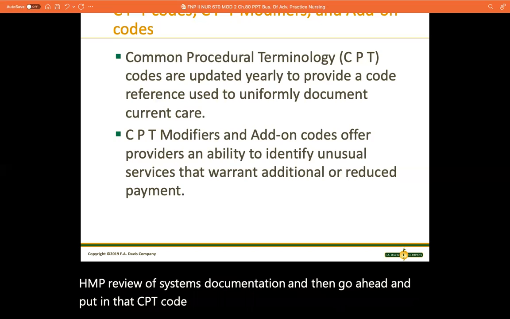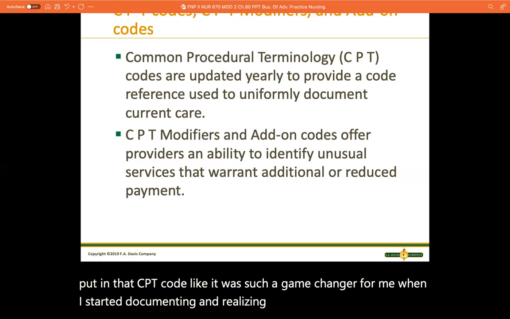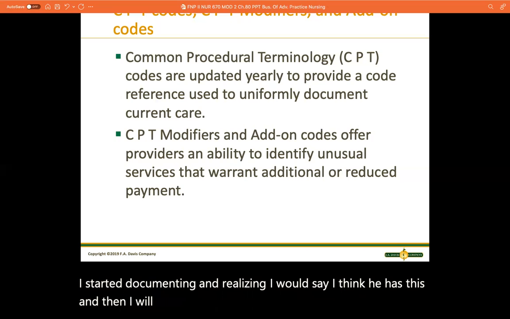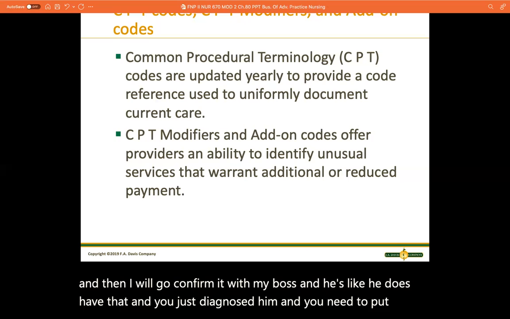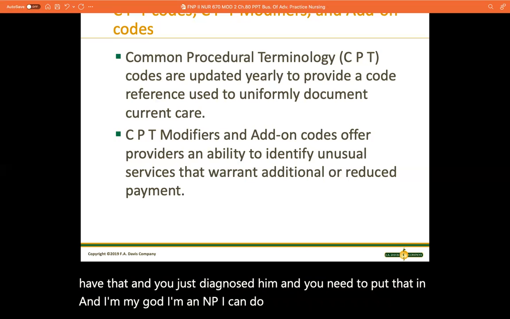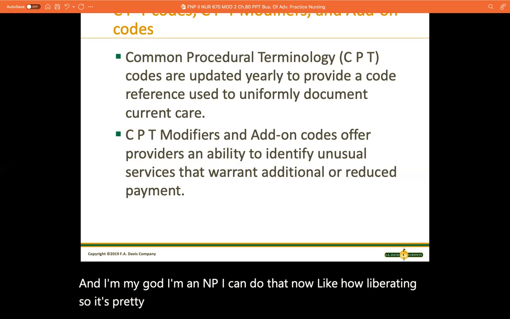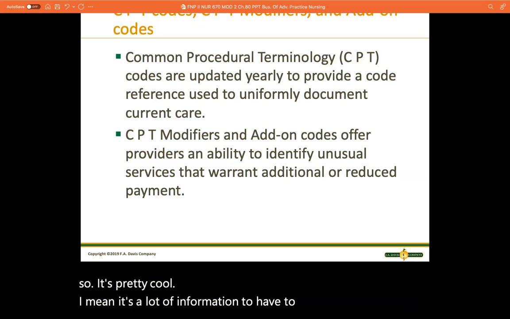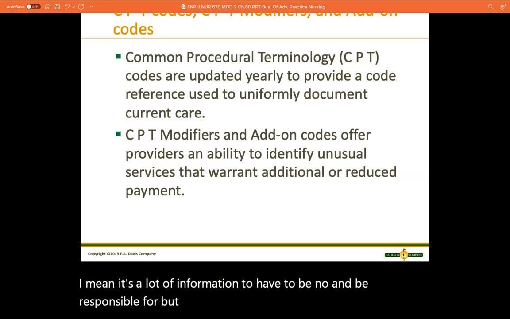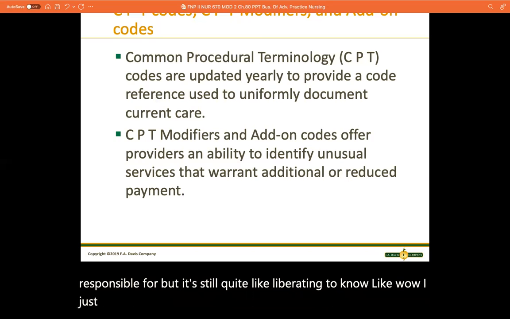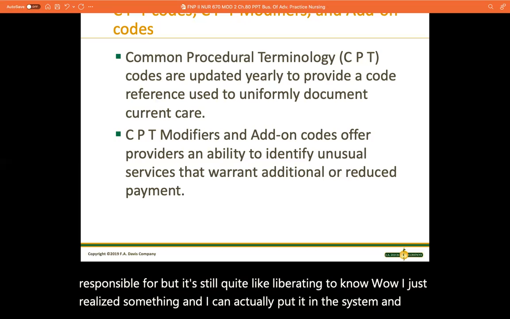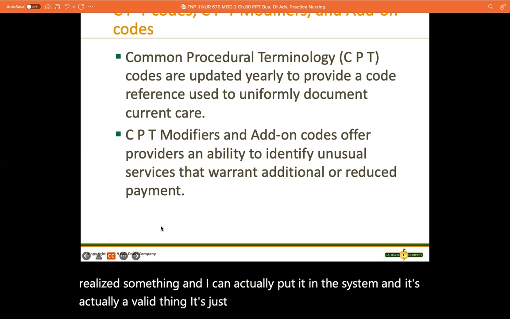It was such a game changer for me when I started documenting. I would say, I think he has this, and then I would confirm it with my boss. And he'd say, yeah, he does have that, and you just diagnosed him, you need to put that in. And I'm like, oh my God, I'm an NP, I can do that now. How liberating. It's a lot of information to know and be responsible for, but it's quite liberating to realize something and actually put it in the system as a valid thing. It's really nice to feel that in the very beginning when you start practicing.